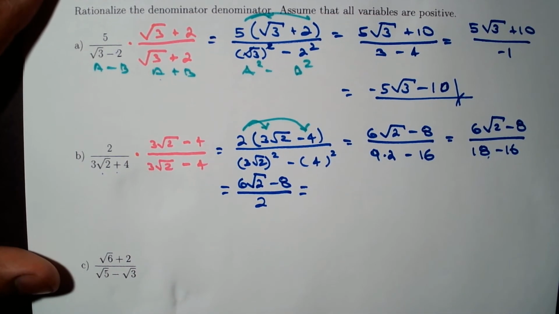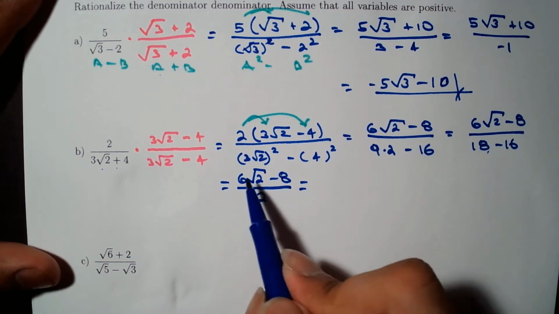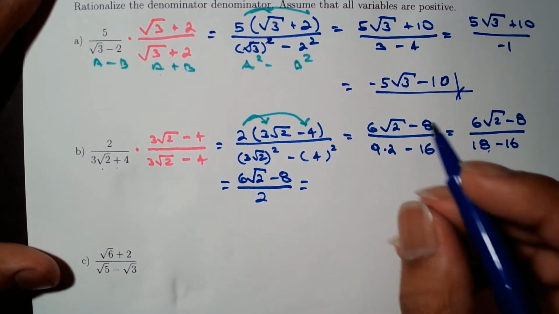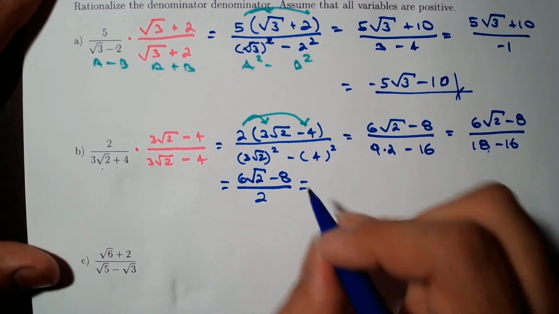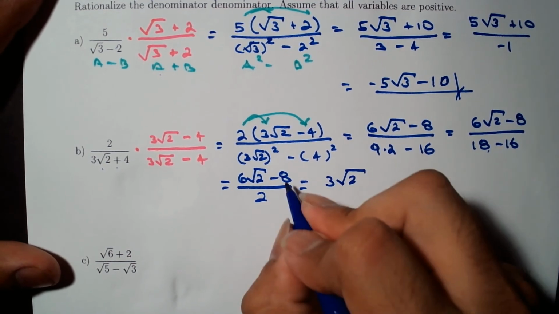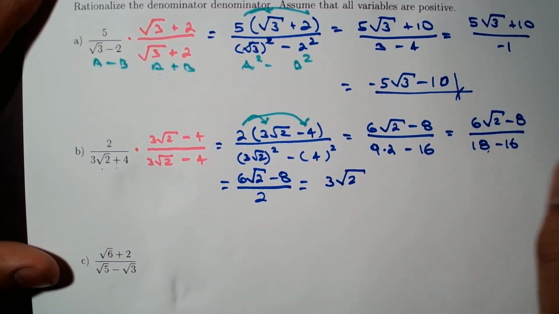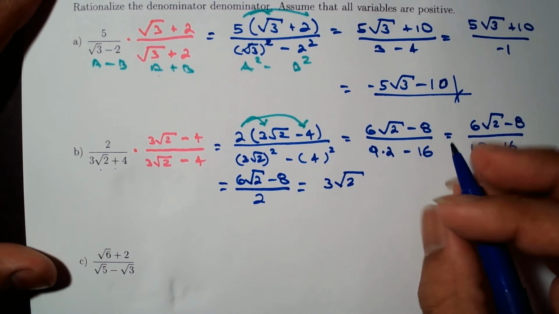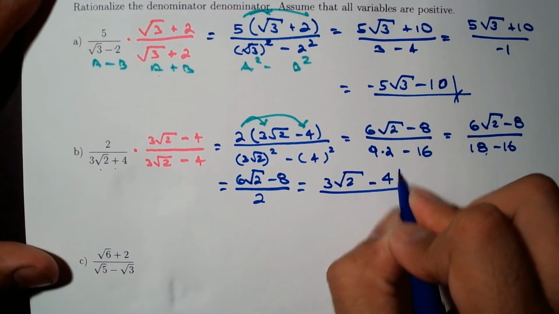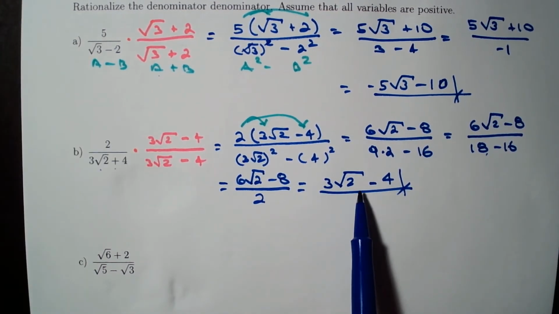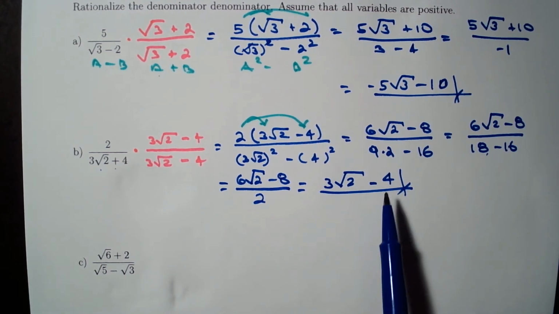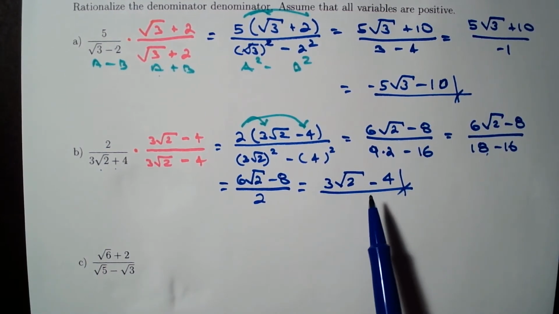Then in this case, we can keep simplifying because 6 and 8 are both divisible by 2. So what are we going to obtain from there? 6 over 2 is 3 root of 2, and negative 8 over 2 is negative 4. And again, this final answer no longer has radicals in the denominator. In fact, again, this one doesn't even have a denominator.